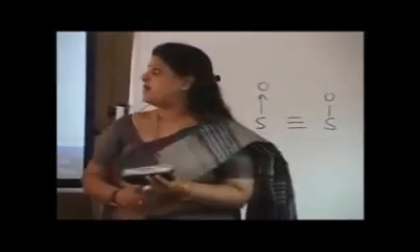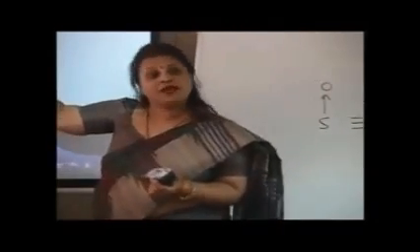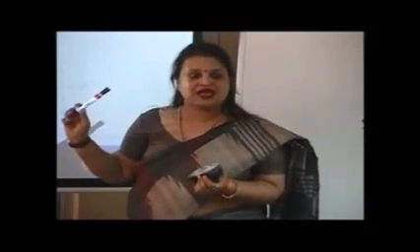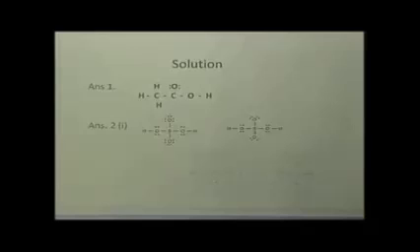This structure says that sulfur is forming 2 double bonds. Please note that sulfur is an element of the 3rd period. It has d orbitals. It can expand the octet also, and since it can expand the octet, it is capable of forming more than 2 bonds. It is capable of forming more number of bonds, and that is what it is doing.